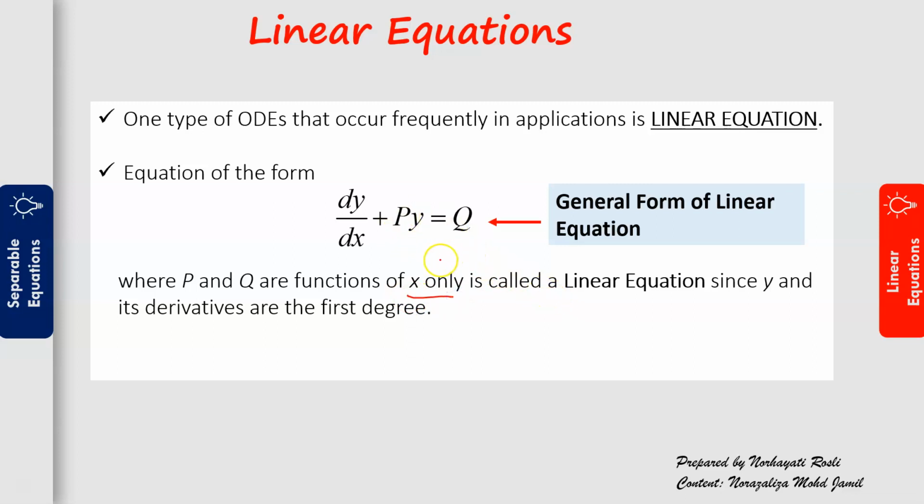And we call this equation a linear equation since we can see here that y and also its derivative dy/dx are of first degree. That is why y is degree 1 and dy/dx is also degree 1. And if you see here, there is no multiplication between y or dy/dx with the dependent variable, because p and q here are functions of x only, so it fulfills all the conditions about linear equations of ODE that you have learned in week 1.